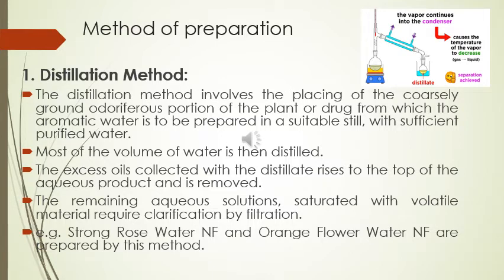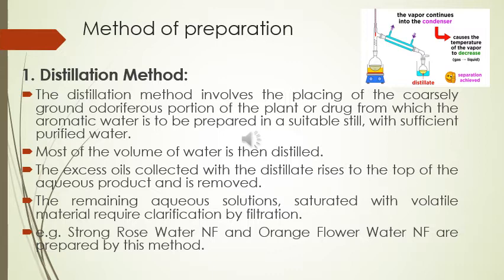Next is the method of preparation of aromatic waters. The first method is the distillation method. In distillation, the source, either the plant or the animal source from which the drug is to be extracted, is placed in an RBF or round bottom flask with an adequate amount of water, and then it is subjected to heating.